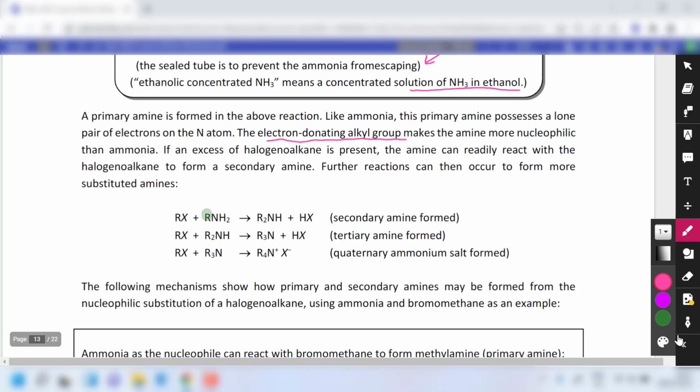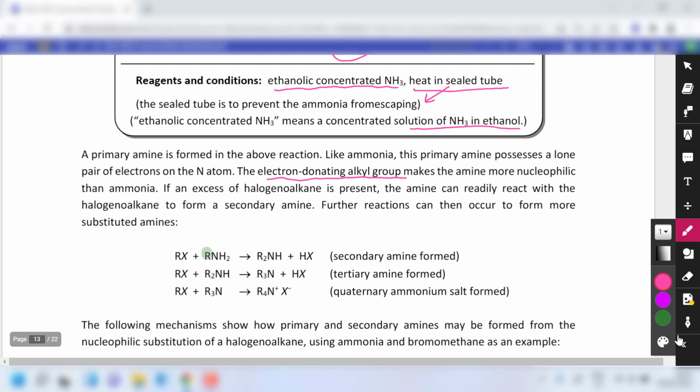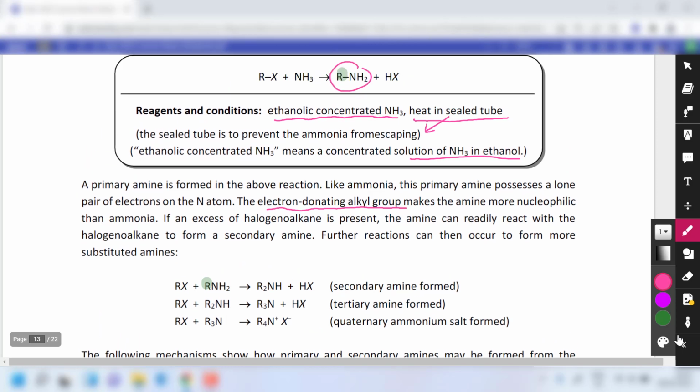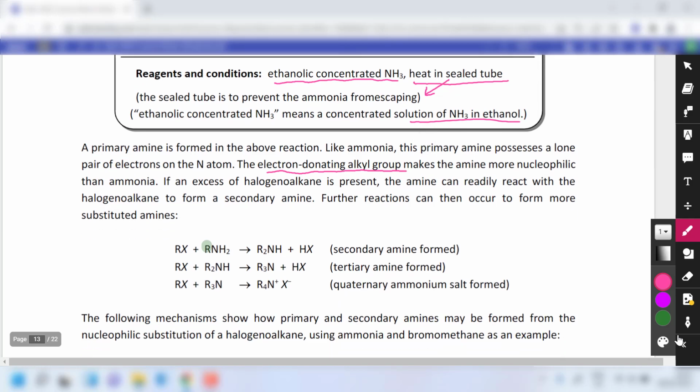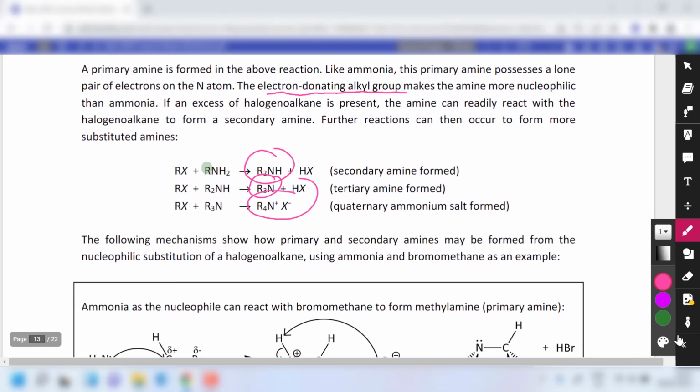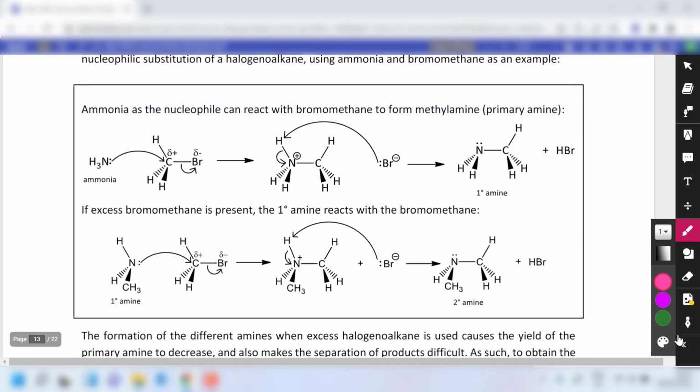So that means that the primary amine will compete with the ammonia to perform nucleophilic substitution with another RX, or halogen derivative. This competition will lead us to produce a secondary amine, and then subsequently a tertiary amine, and finally a quaternary ammonium salt. The mechanism is shown here.